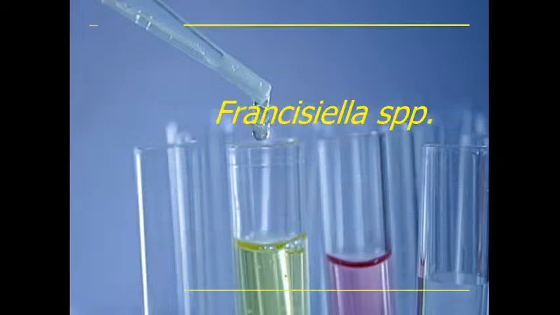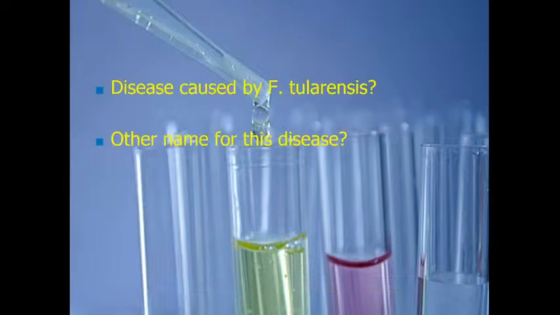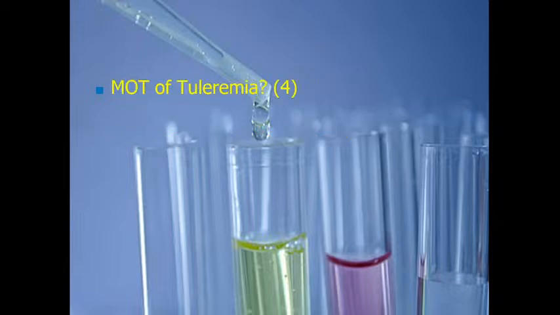Now, let's move on to Francisella. The disease caused by Francisella is not rabbit disease. A lot of my students would answer rabbit disease. It's actually rabbit fever. Another name for rabbit fever is tularemia. How does one acquire tularemia? Well, you can get it through direct contact, inhalation, ingestion of droplets, and of course arthropod bites.